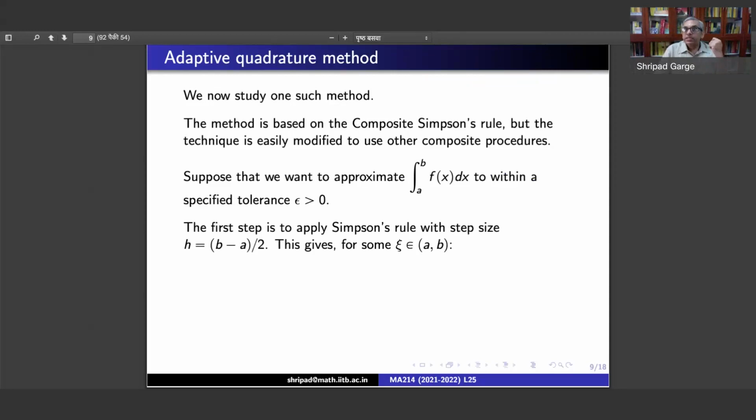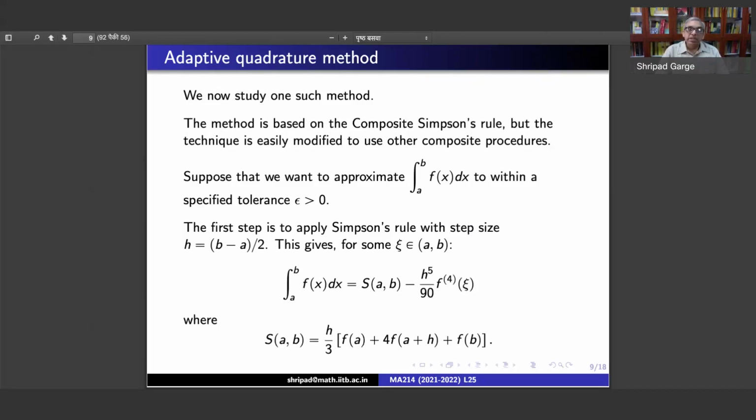This will give that there is some error, of course, for some xi in (a, b), and your integration is approximated by this value S(a,b). You know very well what this value has to be: h by 3 times [f(a) plus 4 f(a plus h) plus f(b)]. h is (b minus a) by 2, as you know quite well. So I am putting it as S(a,b) because we are going to use this notation S(something, something), which will give you that particular Simpson's rule for the interval (a, b). And the error here, remember, is h to the power 5 upon 90, times the fourth derivative of f at some xi.